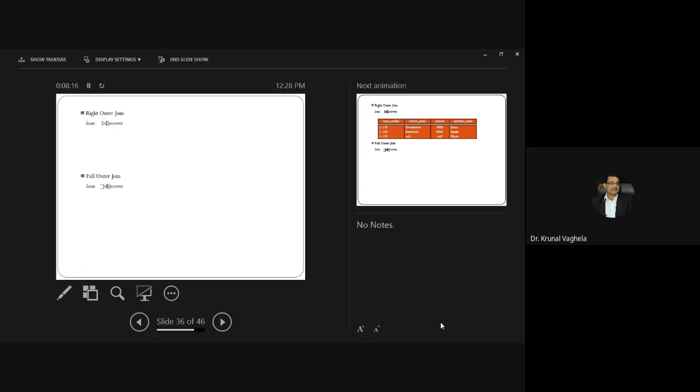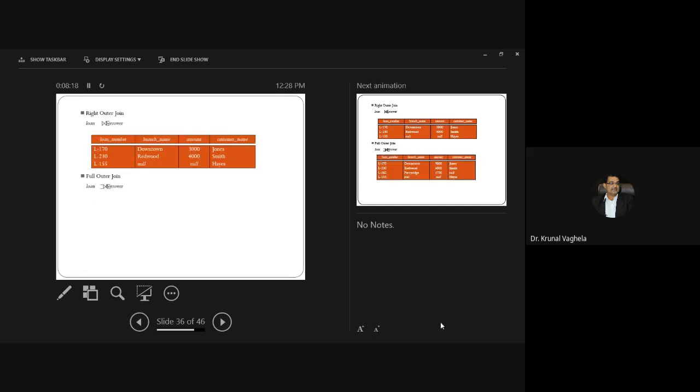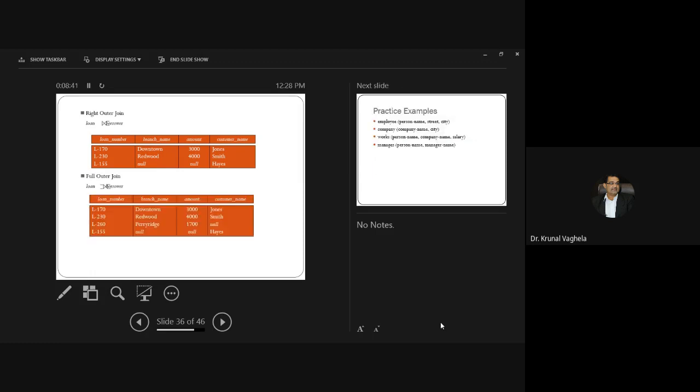Same with the right outer join. So Hayes will come and L155 loan number will come, but remaining information we don't have, so it will be null. And what will be the full outer join? Both inside, so both left and right joins will be combined. It will be full outer join.